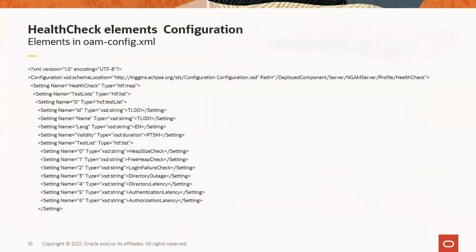If you see here, the sample of the OEM XML file which is configured for health check under the health check tag here in the OEM config XML file, you see there are various attributes listed here. Like you see the test list, then it has a name ID, test list T001, then it has how much duration the test is run, and the various settings which can be monitored for health checking purposes. You see, for example, here you have heap size check, free heap check, login failure, authentication and authorization latency, directory server outage or directory latency. These are the various things you can monitor or perform health check on.